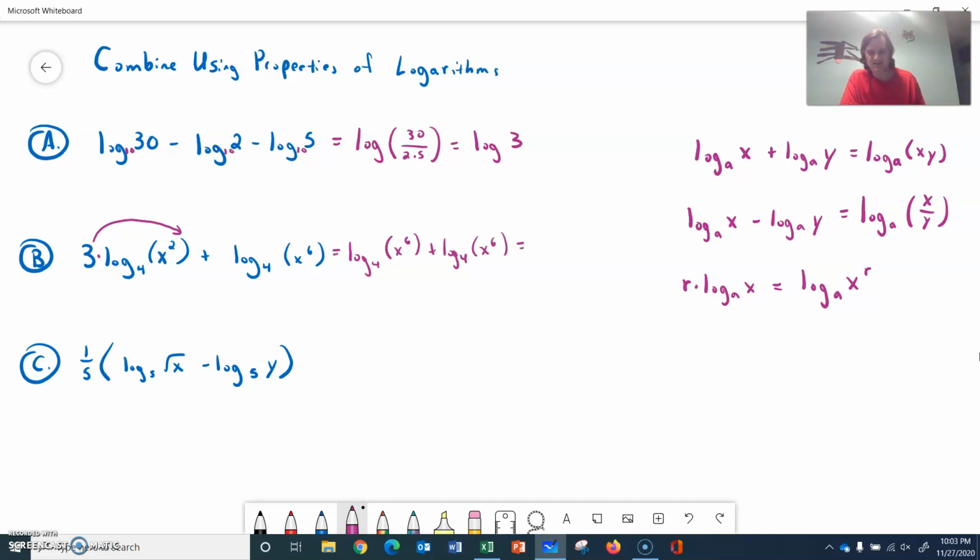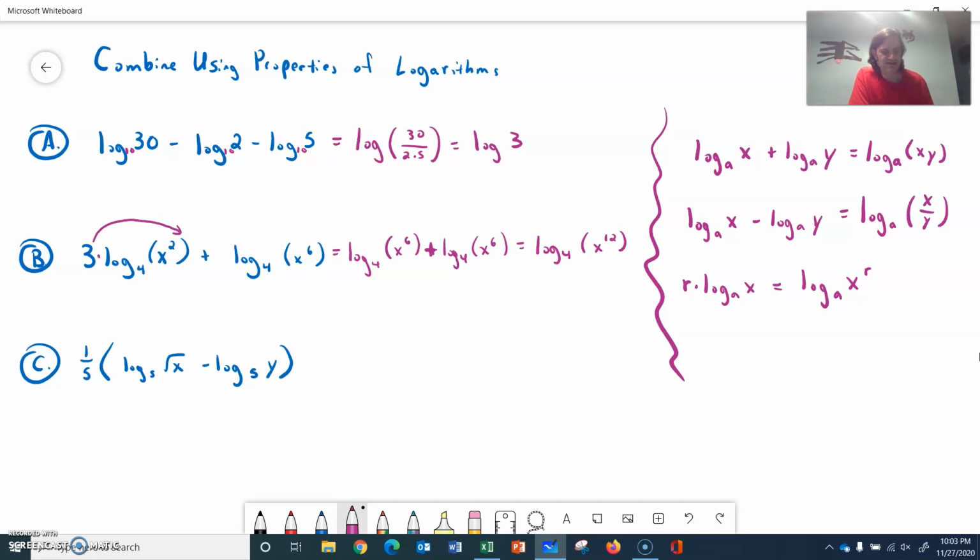So when I combine those, I'm adding the two logarithms together, so it becomes a multiplication. So log base 4, x to the 6th times x to the 6th is x to the 12th. Okay. When I multiply bases, I add exponents, so 6 plus 6 is 12.